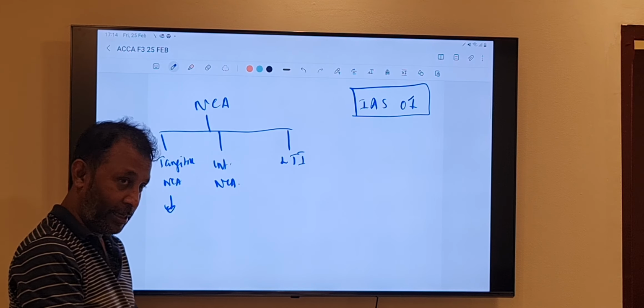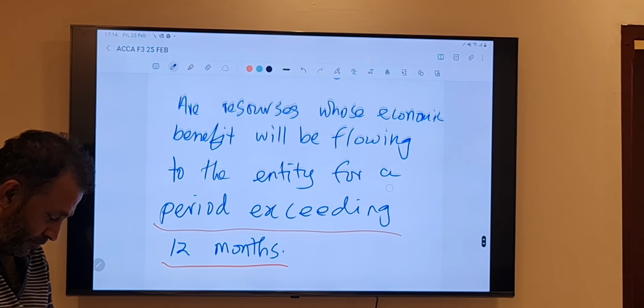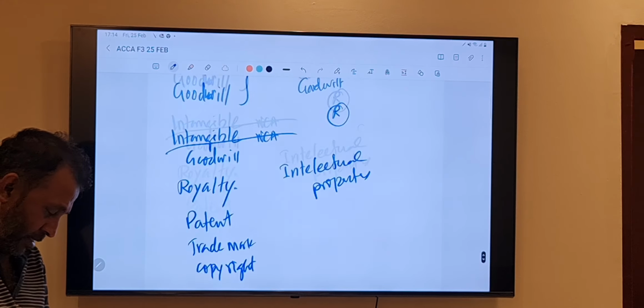Okay, now this is non-current asset. Now we also categorized current asset, right? Now this is non-current asset. Now we will define current asset.